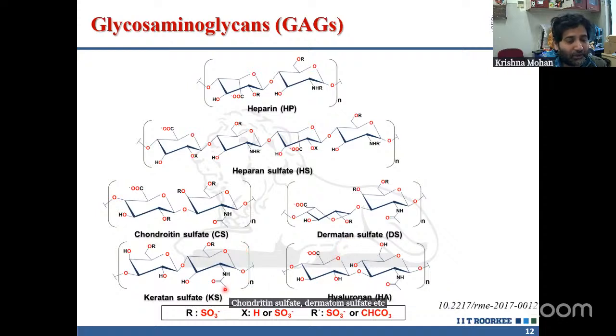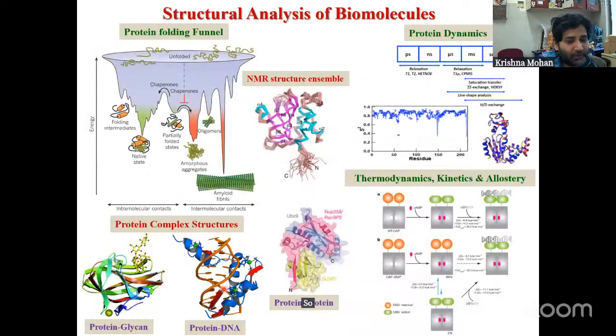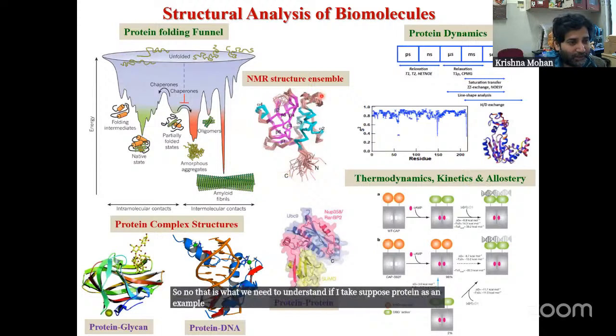So now the question is, how are we going to get these structures, and how do we do it? That is what we need to understand. If I take protein as an example, how do I get the structure of this protein?